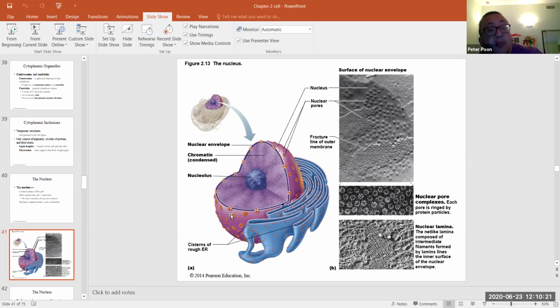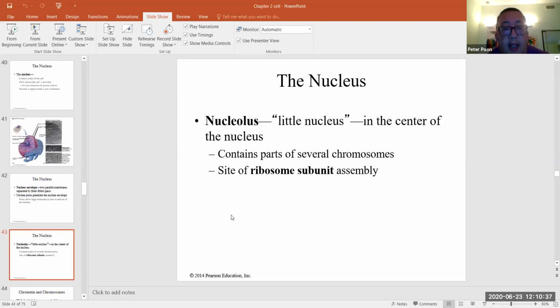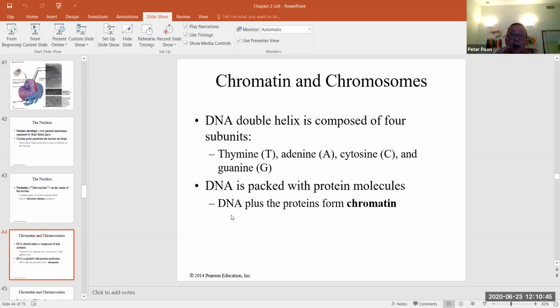In the middle of the nucleus is another little tiny structure called the nucleolus. It literally means little nucleus. The nucleolus is where ribosomes are actually made. We'll end here today. I'll pick this part up tomorrow when we talk about cell division and the cell cycle.